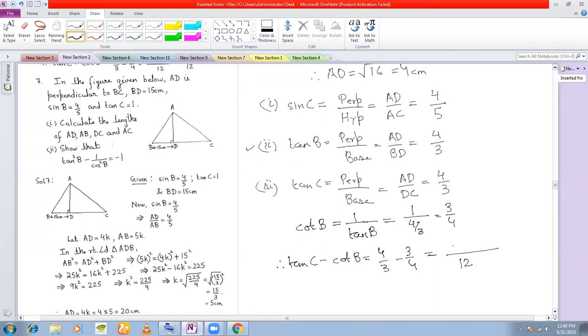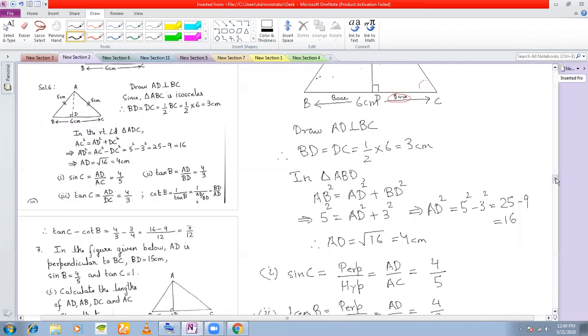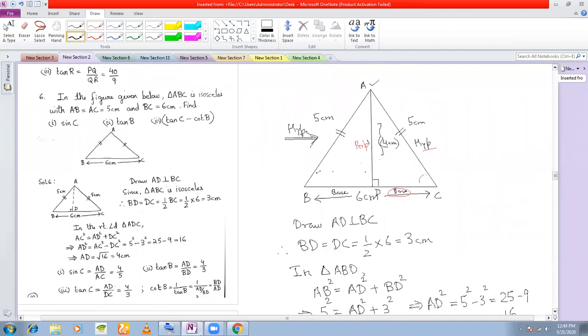LCM: 16 minus 9, which is 7 by 12. So this was an easy problem, except that you have to figure out the perpendicular part, that you have to draw the perpendicular AD. This was quite an easy problem.